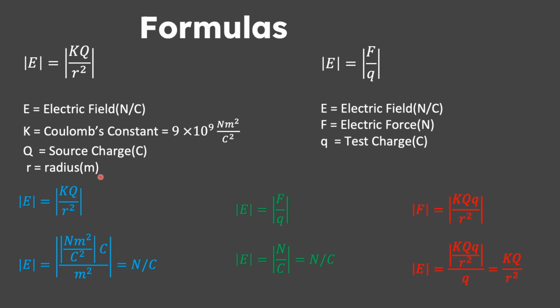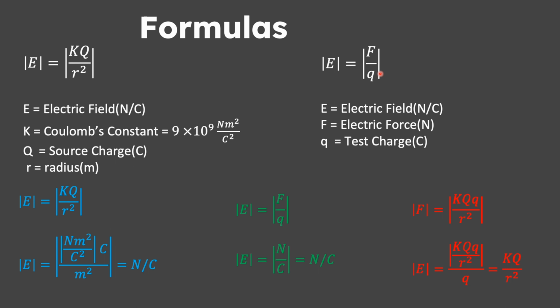So from the Coulomb's constant, we get newtons times meters squared over coulomb squared. And due to this being multiplied by a coulomb, one of the coulombs cancels out. And we're left with newtons times meters squared over coulombs over meters squared. But the meters squareds both cancel each other out, leaving us with just newtons over coulombs.